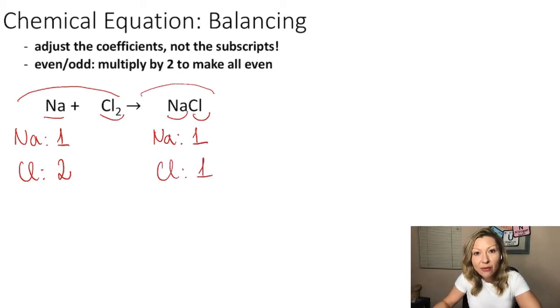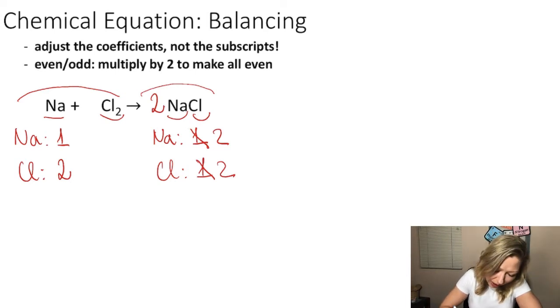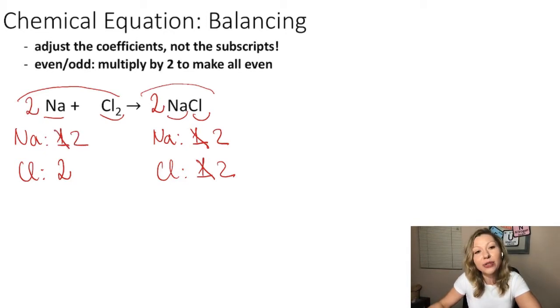So since I have only one chlorine atom on my product side, let's multiply NaCl by 2. So if I do that, now I have 2 sodium atoms and 2 chlorine atoms on my product side. Now I have more sodium atoms on my product side than on my reactant side. So I have to go back to my reactant side and multiply sodium by 2, right? So if I put a 2 right there, this is going to mean that now I have 2 atoms.